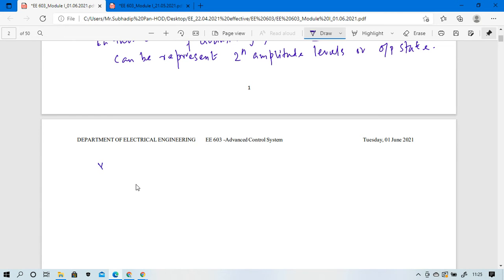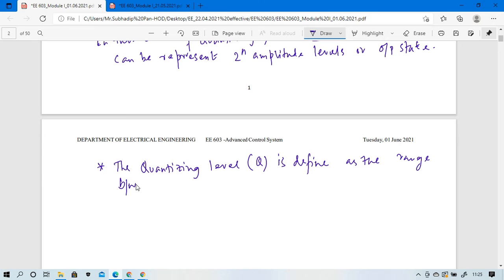So the important term, which will also be signified, is the quantizing level, which will be defined as a capital Q. It is defined as the range between two adjacent decision points.